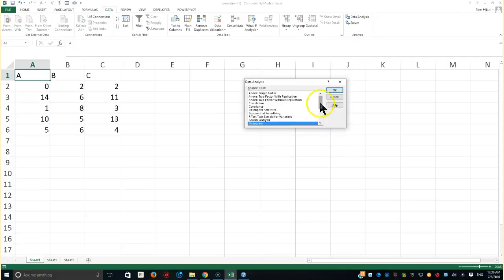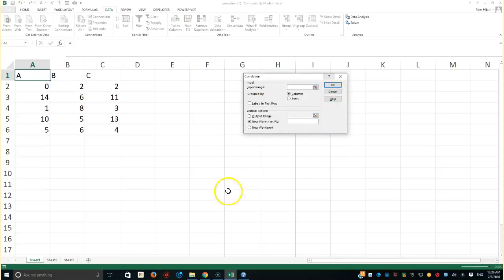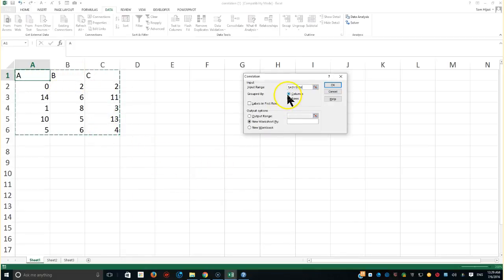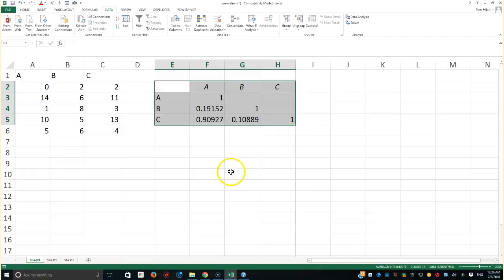If I click on it, I'm going to look for the correlation and see where it is in order to get that analysis applied. The input is clearly all of them. The data is grouped by columns, not by rows. I want to have the labels because ABC is the label. And I'm going to put the output range directly right here, so it's not going to be far away from me, and not into a new workbook. So I'm going to say OK and show me what we got here.